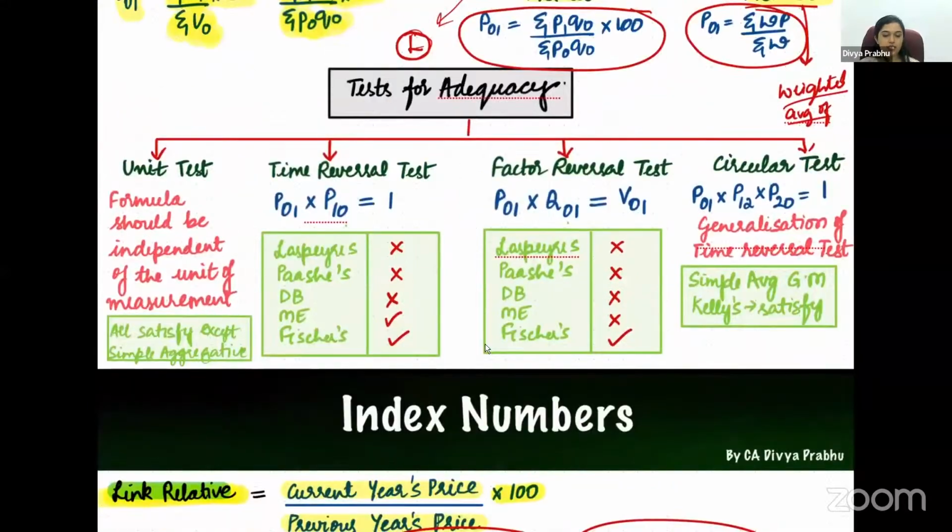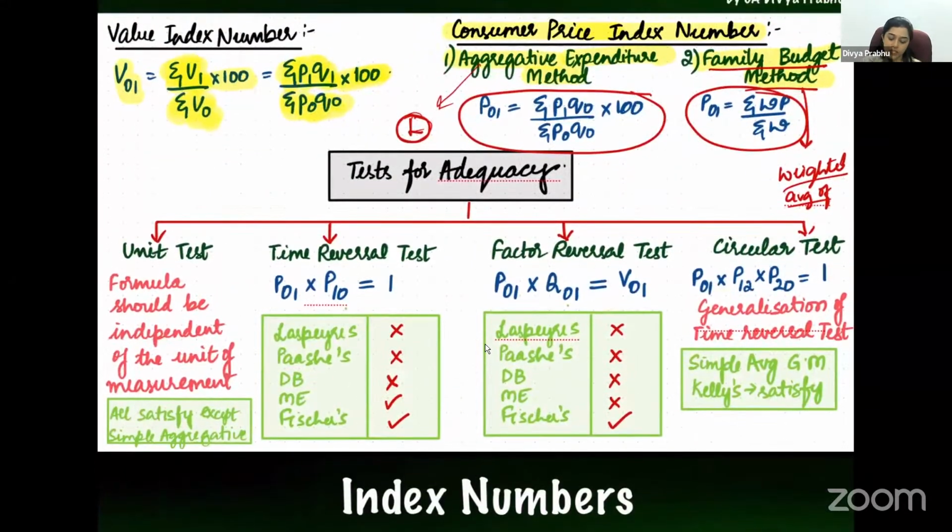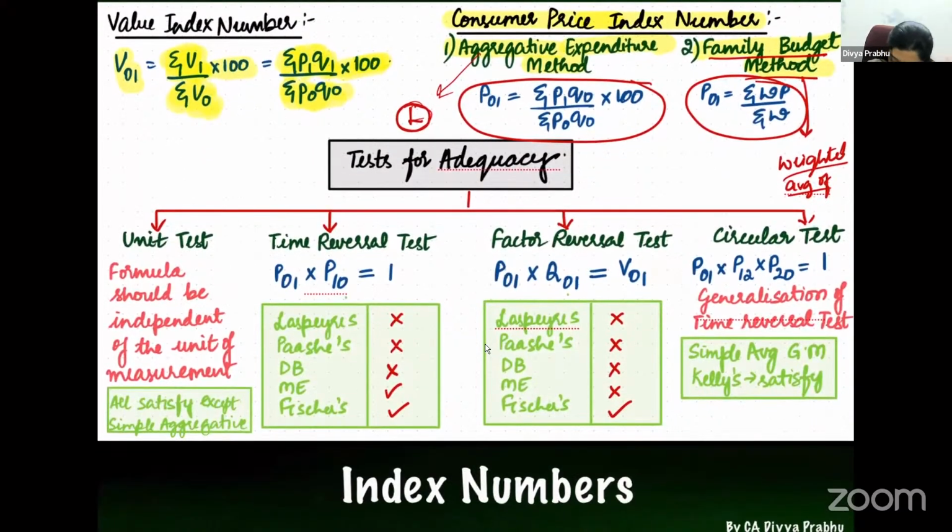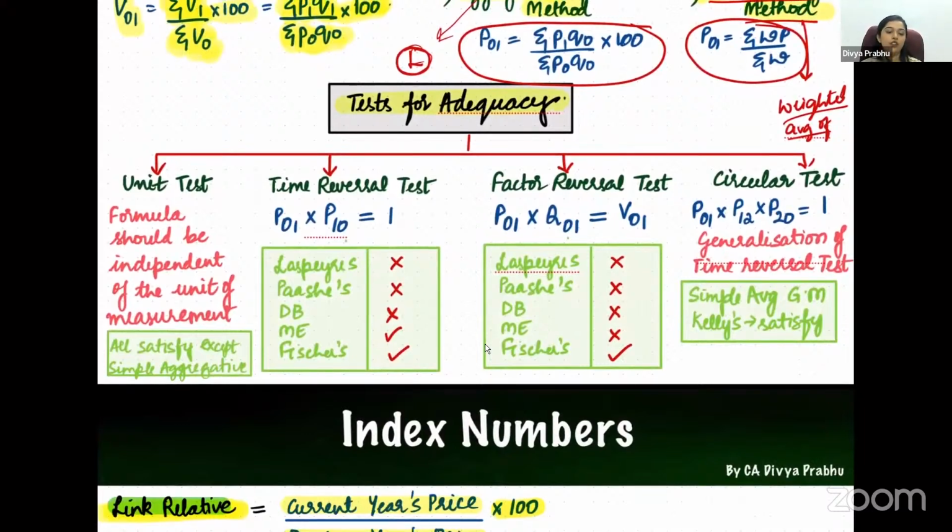So here we complete. The last one which is pending is the test for adequacy. This is purely a theory question. They can ask you a theory question based on tests. There are 4 different types of tests. First is the unit test. The unit test tells that the formula of the index number should be independent of the units of measurement. All you have to do is remember which formula satisfies which test. This is what they can ask you as a theory question. Now, for the unit test, all the formulas satisfy except the simple aggregative method.